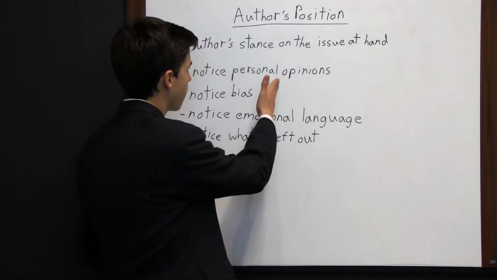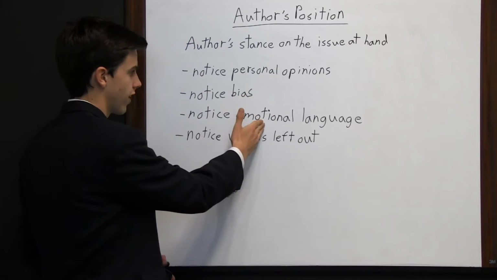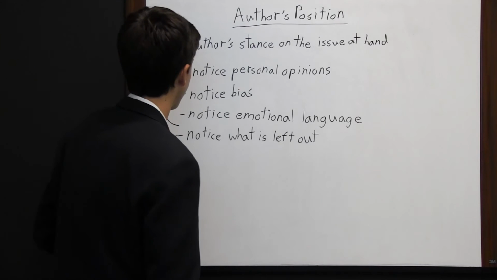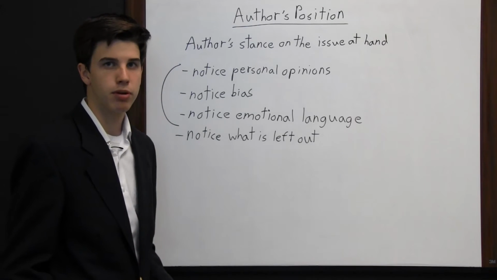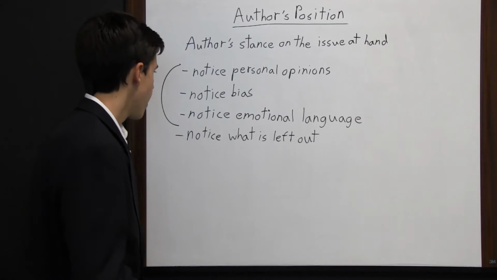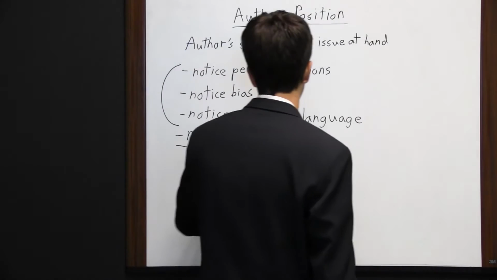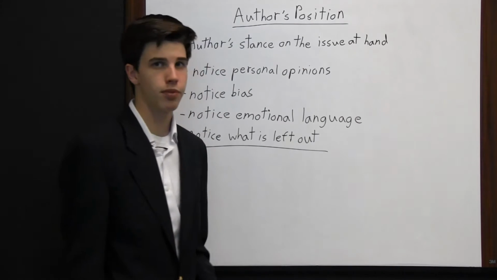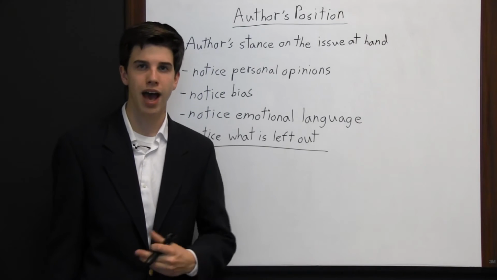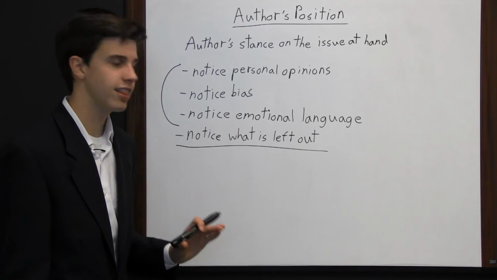Because when we're talking about personal opinions, bias, and emotional language, these are all things that are going to be added to the paper. This is something an author may add to the paper to insert their bias or to insert their own position. But noticing what is left out is when the author doesn't write something to support their position. This may be some fact that would look bad upon their own position, so they just leave it out.